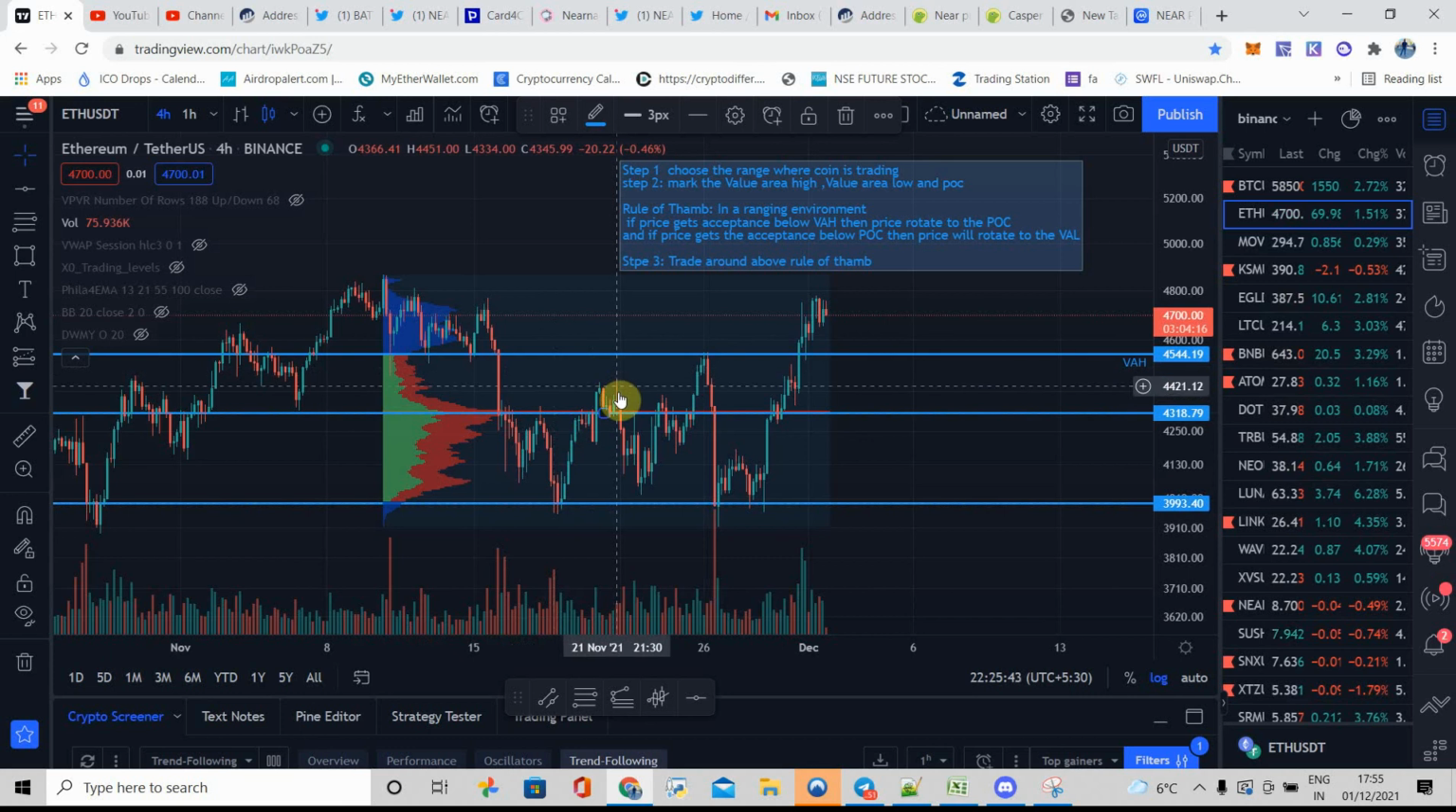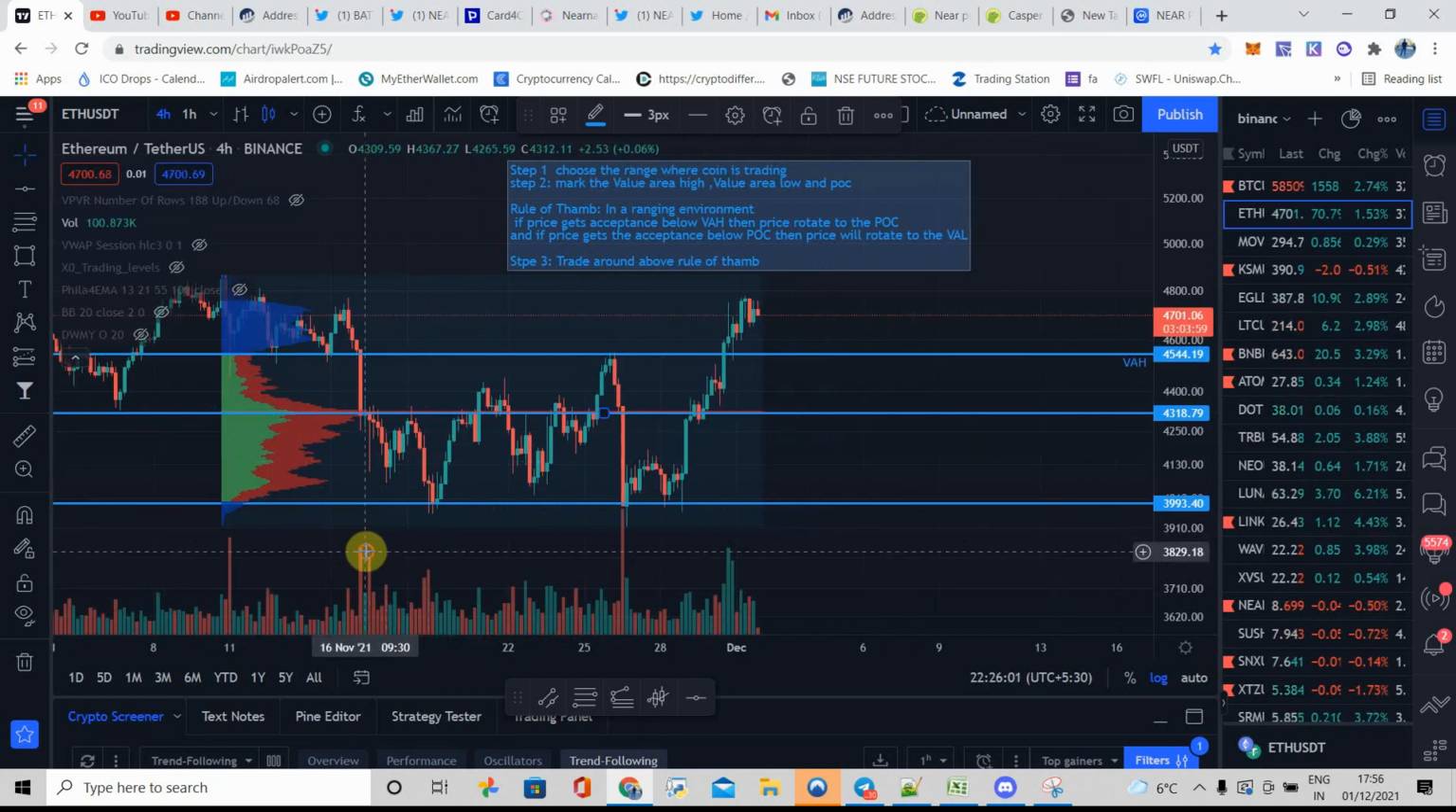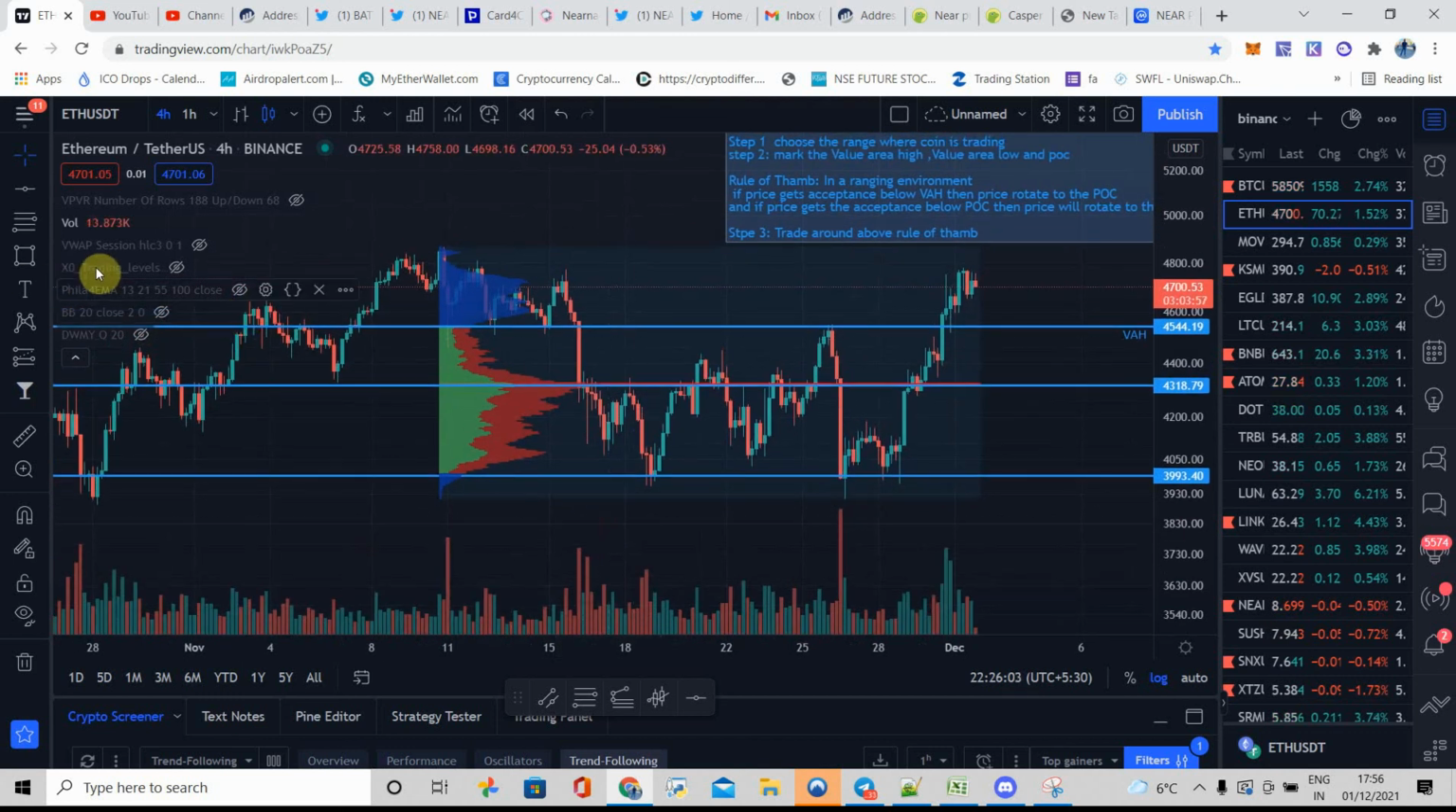Again price went to the point of control. Then again price came back to the value area low. Then again price went to the value area high straight, and from the value area high to the value area low. See how the levels have been respected. So in this ranging environment, you can trade around these regions.